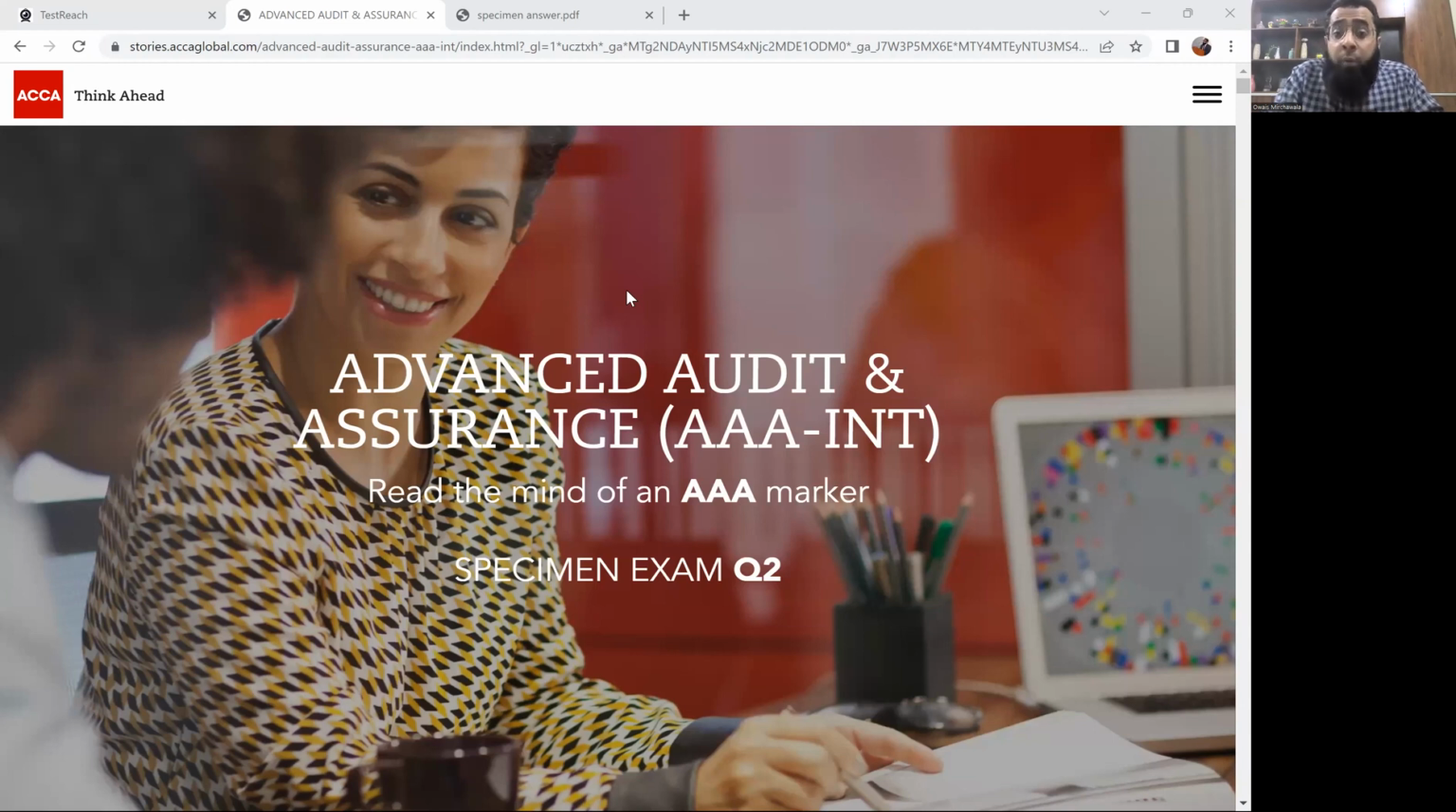I hope you all remember that in the previous class, we discussed question number 2 of the specimen exam of Advanced Audit and Assurance. Today, we will be reviewing a very important document which is issued by our AAA examiner. Read the Mind of a Marker.